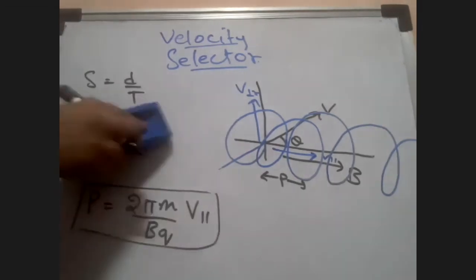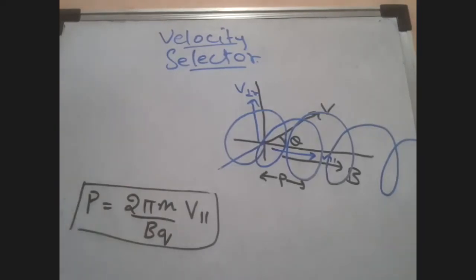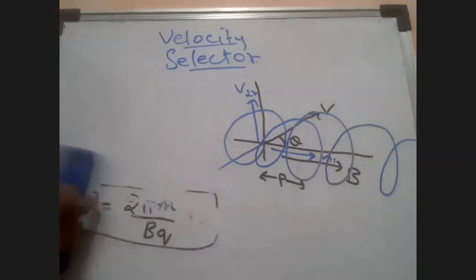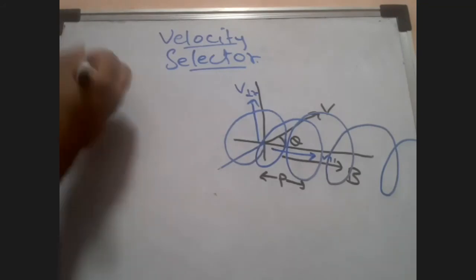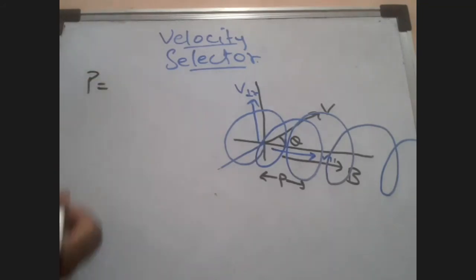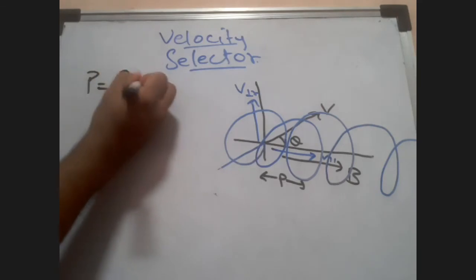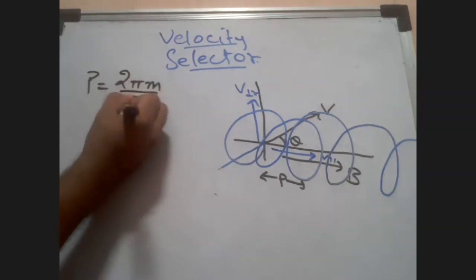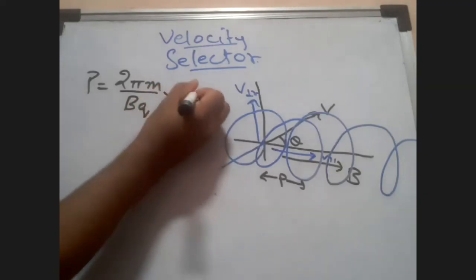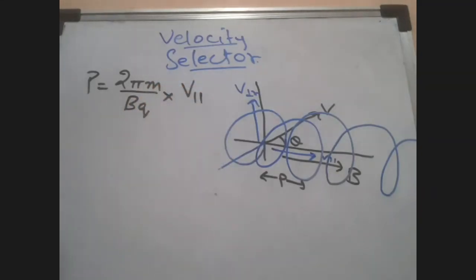But sir, there was one more V. Where is that? Sir, in the time period we had 2 pi R by V. Yeah, that gets cancelled when you put the value of R. When you put the value of R, it gets cancelled. Doesn't matter. See, look here now. I know the formula. Now let's say that the pitch is basically equal to 2 pi m upon BQ into which velocity? V parallel. This is the same velocity parallel.